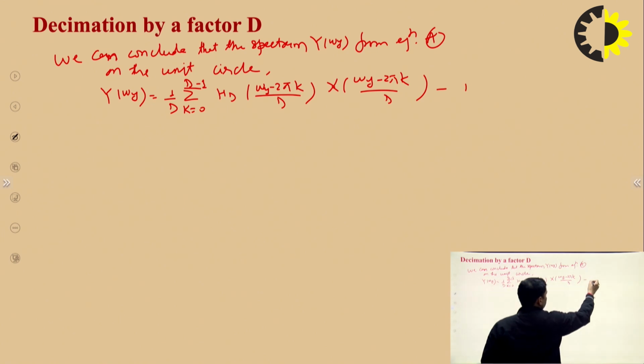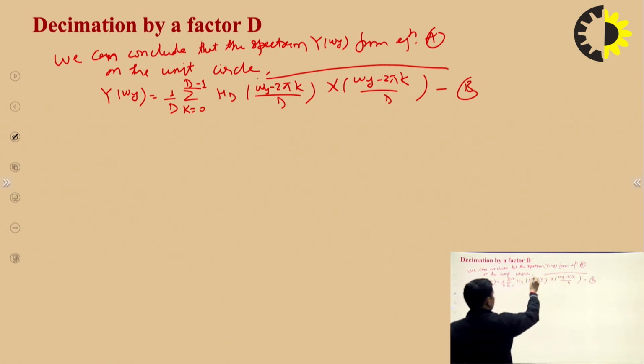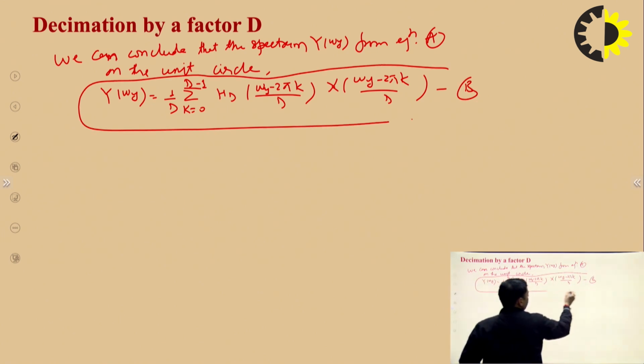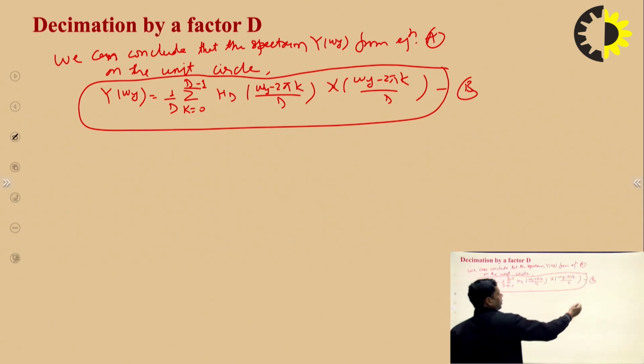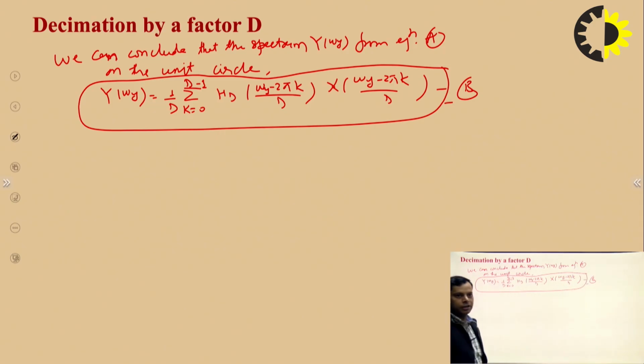So let us say this will be the equation, that is the response of the output when we are applying a decimator. Now, for a properly designed filter, let us see what will happen if the value D equals 3.